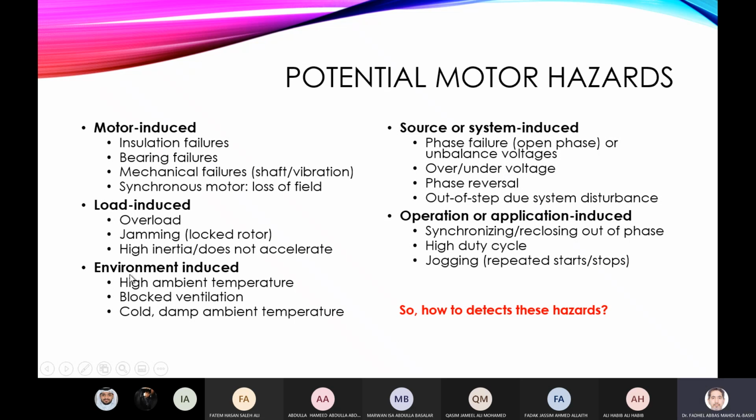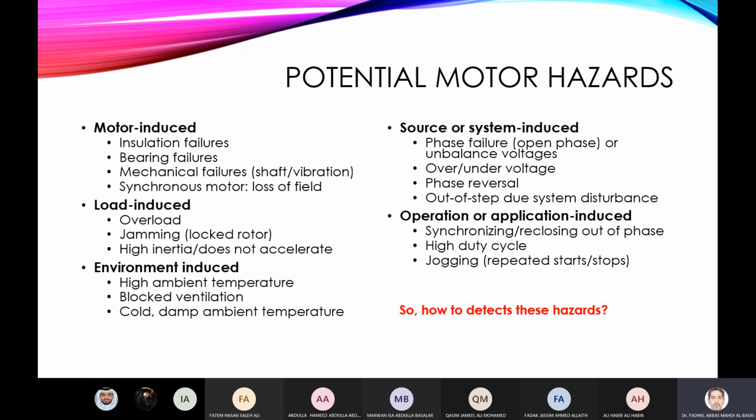It could also be environmental related or induced failures, like high ambient temperatures beyond the specified rated temperatures. We could have the area blocked in the ventilations, or cold damp ambient temperature. So these could also affect the degree of insulation. We have also the source or system that supplies the motor.